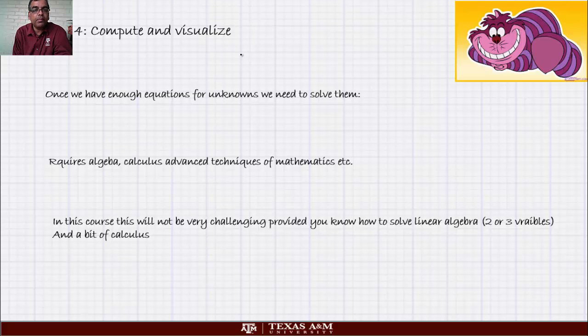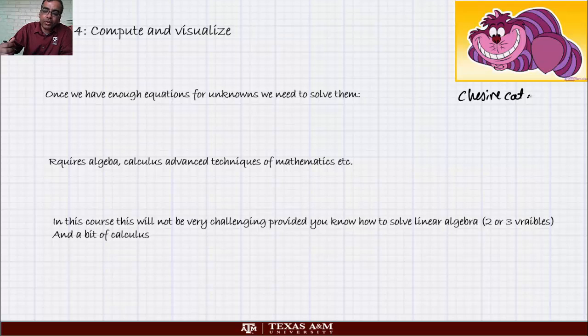Step 4, you have to compute and visualize. Once we have enough equations for enough unknowns, we have to solve them. And I have drawn in the corner what is called the Cheshire cat. It's because computation is like that, like this Cheshire cat. You try to do it and it will slowly disappear until only its smile remains. I don't know whether you know about this Cheshire cat, it's kind of an interesting thing. It looks kind of easy, but it could be kind of difficult. And it's kind of difficult to grab a hold of it.